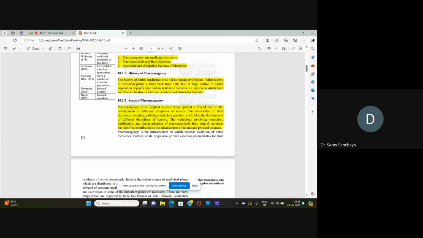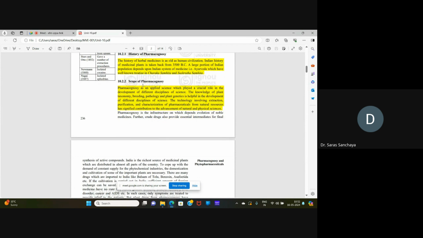Pharmacognosy is an applied science which played a crucial role in the development of different disciplines of science. The knowledge of plant taxonomy, breeding, pathology, and plant genetics is helpful in the development of different disciplines of science. The technology involving extraction, purification, and characterization of pharmaceuticals from natural resources has made a significant contribution to the advancement of natural and physical sciences.